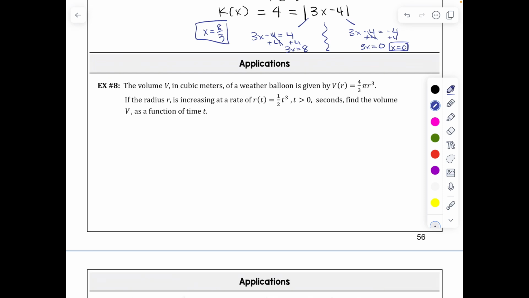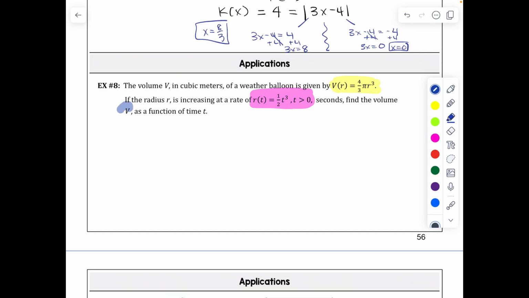We're almost done. Let's do an application. The volume in cubic meters of a weather balloon is given by V of r, where r is the input, or the radius, 4/3 pi r cubed. If the radius is increasing at a rate of r of t equals 1/2 t cubed, where t has to be positive, in seconds, find the volume V as a function of time t.